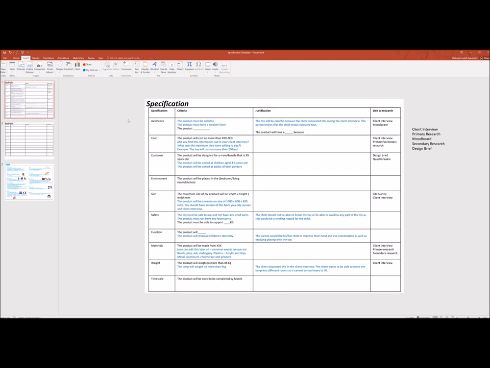Right, guys, that's today's task. If you've got any questions, make sure you ask your teacher. For your link to research, you can put down more than one point where it's linked into your research. So your specification is basically the whole lot of your research coming together into one.